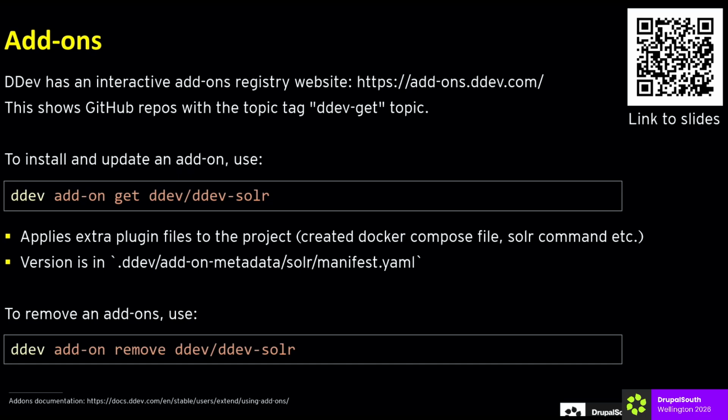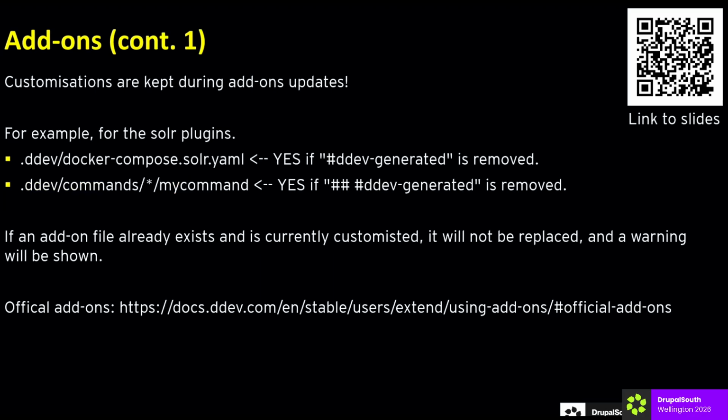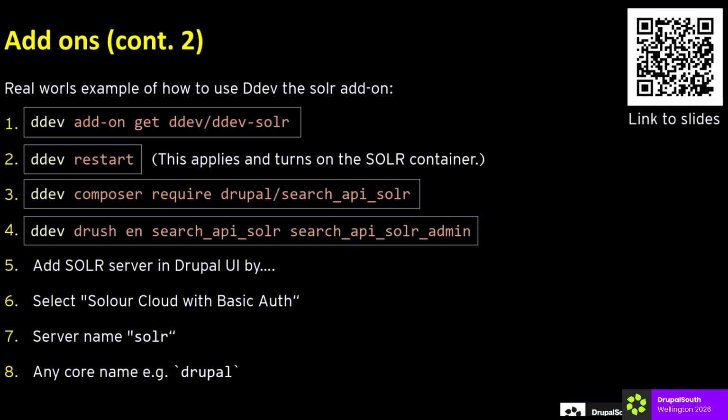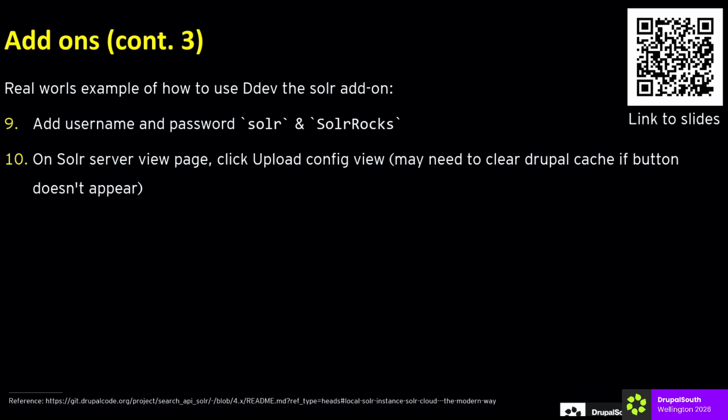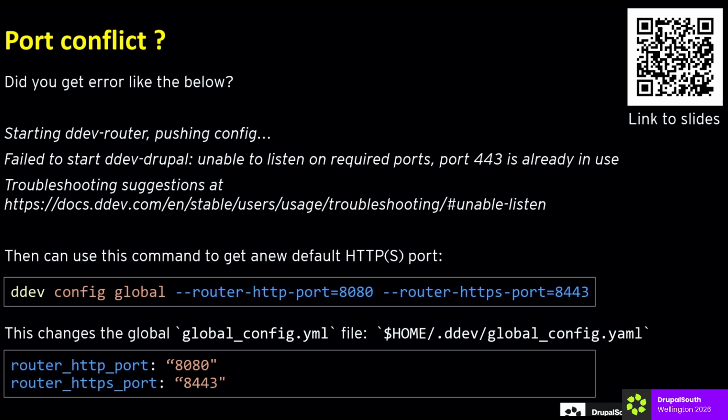This is how to do add-ons: ddev add-on get, and then the name. There's a registry website on the screen. You remove the marker if you want to edit some files for the plugin. That's how to install Solr. This is an example. You get the add-on, you restart, and then you turn on the Drupal modules, configure it, and then it's ready.